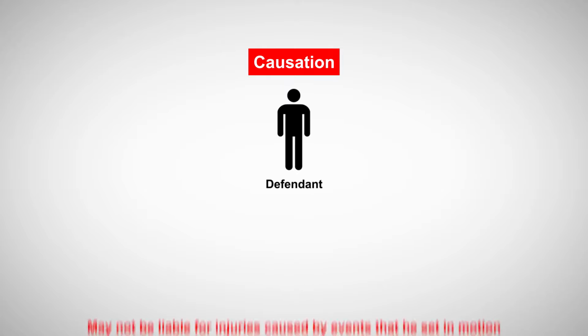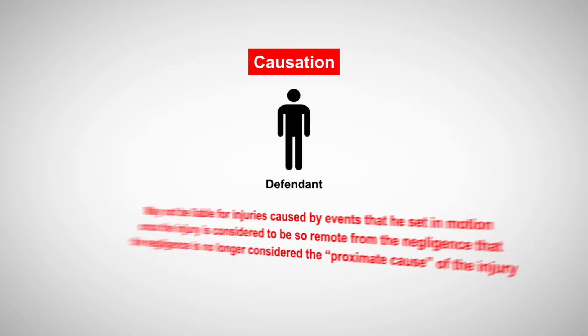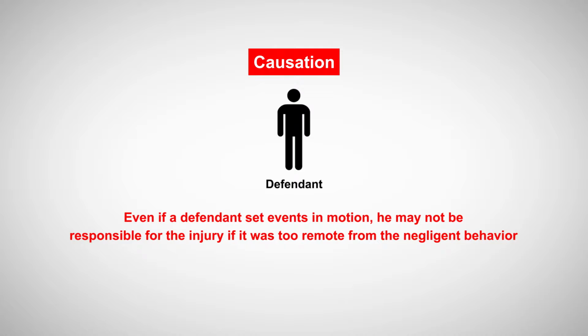A defendant, however, may not be held liable for injuries caused by events that he set in motion once the injury is considered to be so remote from the negligence that the negligence is no longer considered the proximate cause of the injury. Even if a defendant set events in motion, he may not be responsible for the injury if it was too remote from the negligent behavior.